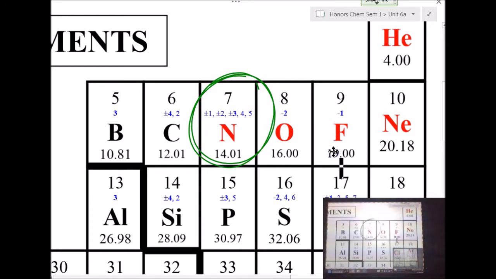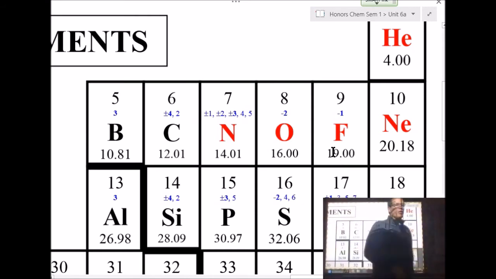Group 4A, we're not touching that, that's AP, because it could go either way. That's why with the carbon it could either be +4 or -4. We're going to stay away from that because there's too much that can go on there.